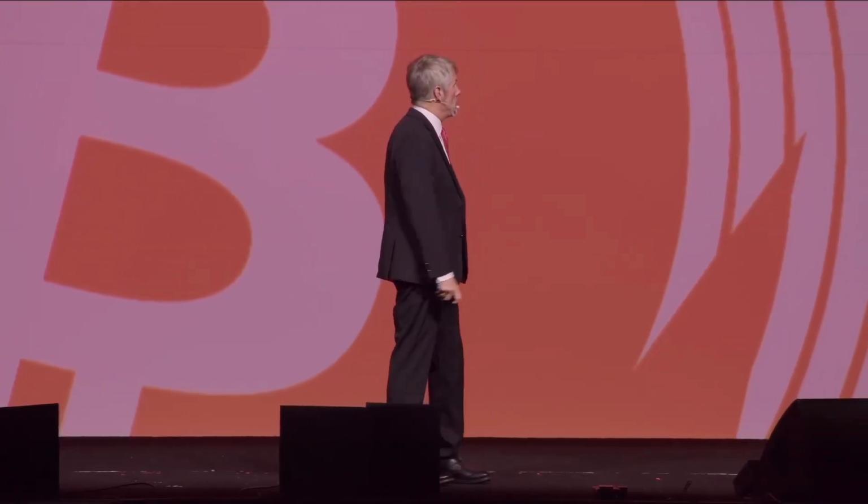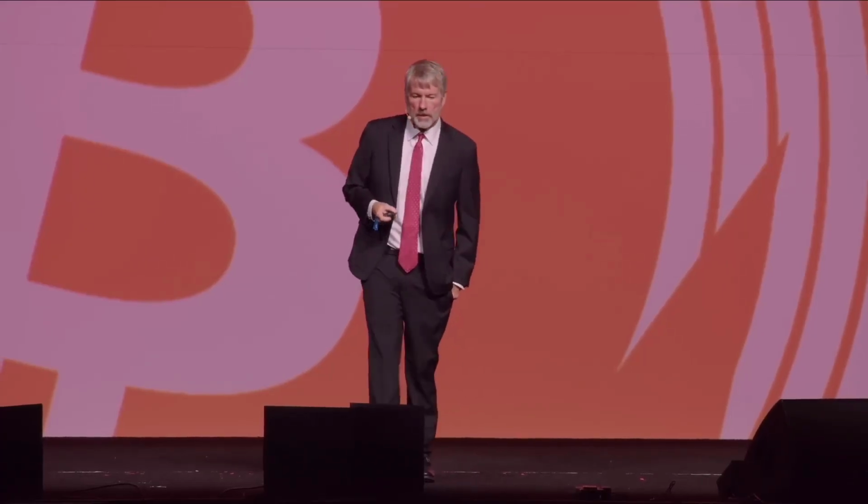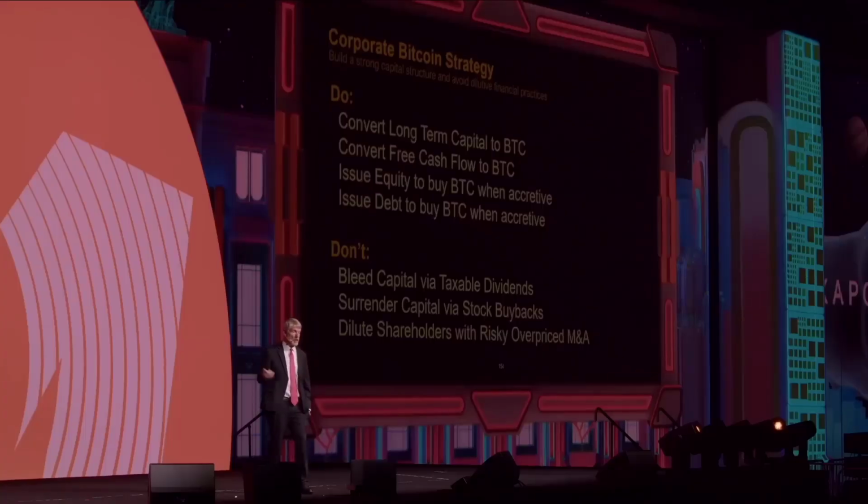Let's talk about corporations. Dos. Convert your capital to BTC. Convert your cash flows to BTC. Issue equity to buy BTC when it's accretive. Issue debt to buy BTC when it's accretive. Don'ts. Don't bleed your capital with taxable dividends. Don't surrender your capital with stock buybacks. Don't dilute your shareholders with risky, overpriced M&A activity.